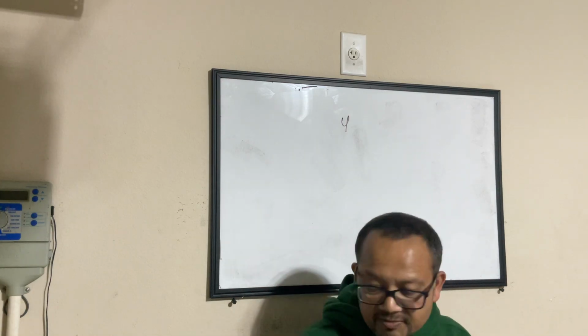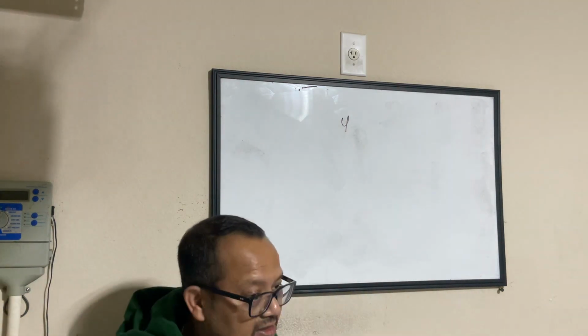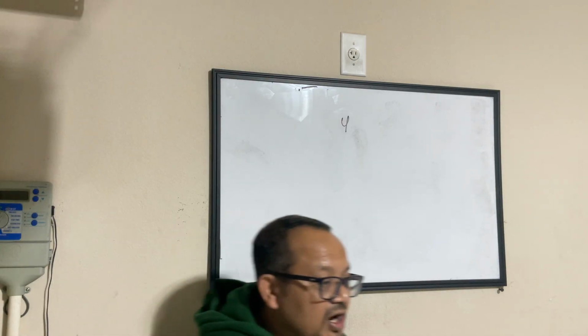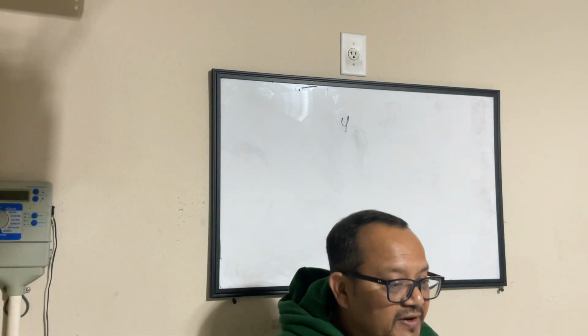Alright, coming back to the last one. Just by looking at the number, how can you find out whether the number can be divided by 4 or not?